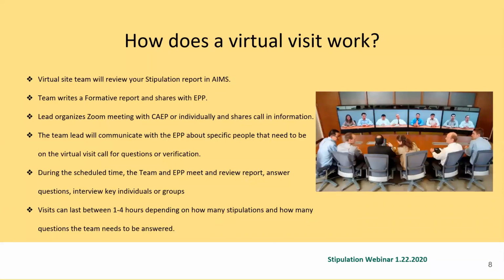So what does a virtual visit look like? I wanted to go through some of the steps that are needed to have your virtual visit. The site team reviews your stipulation report in AIMS. That's where the team starts to work. They will write a formative report and share it with you. And then the lead will organize a Zoom meeting with CAEP or individually and share call information. So they will provide that call-in information to the EPP.